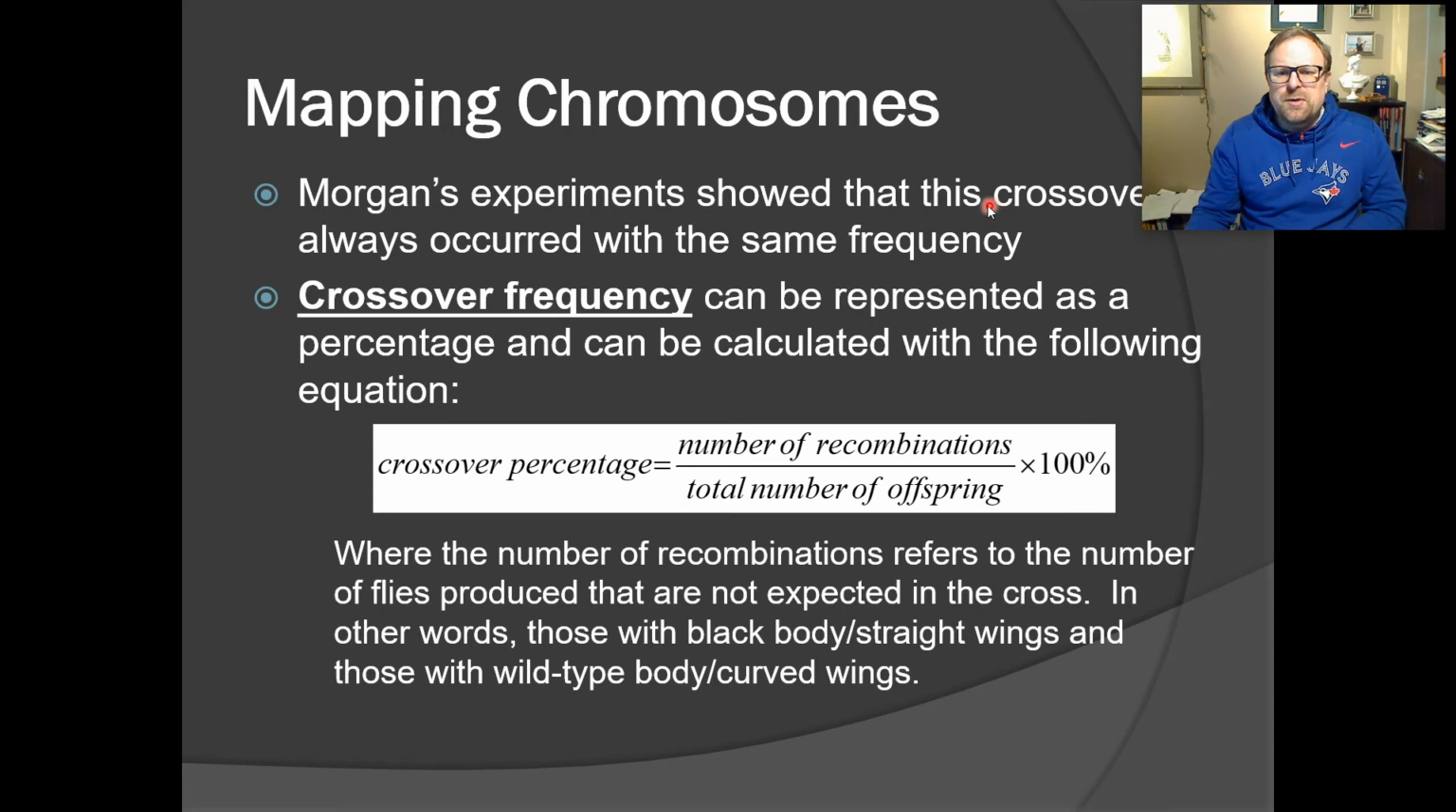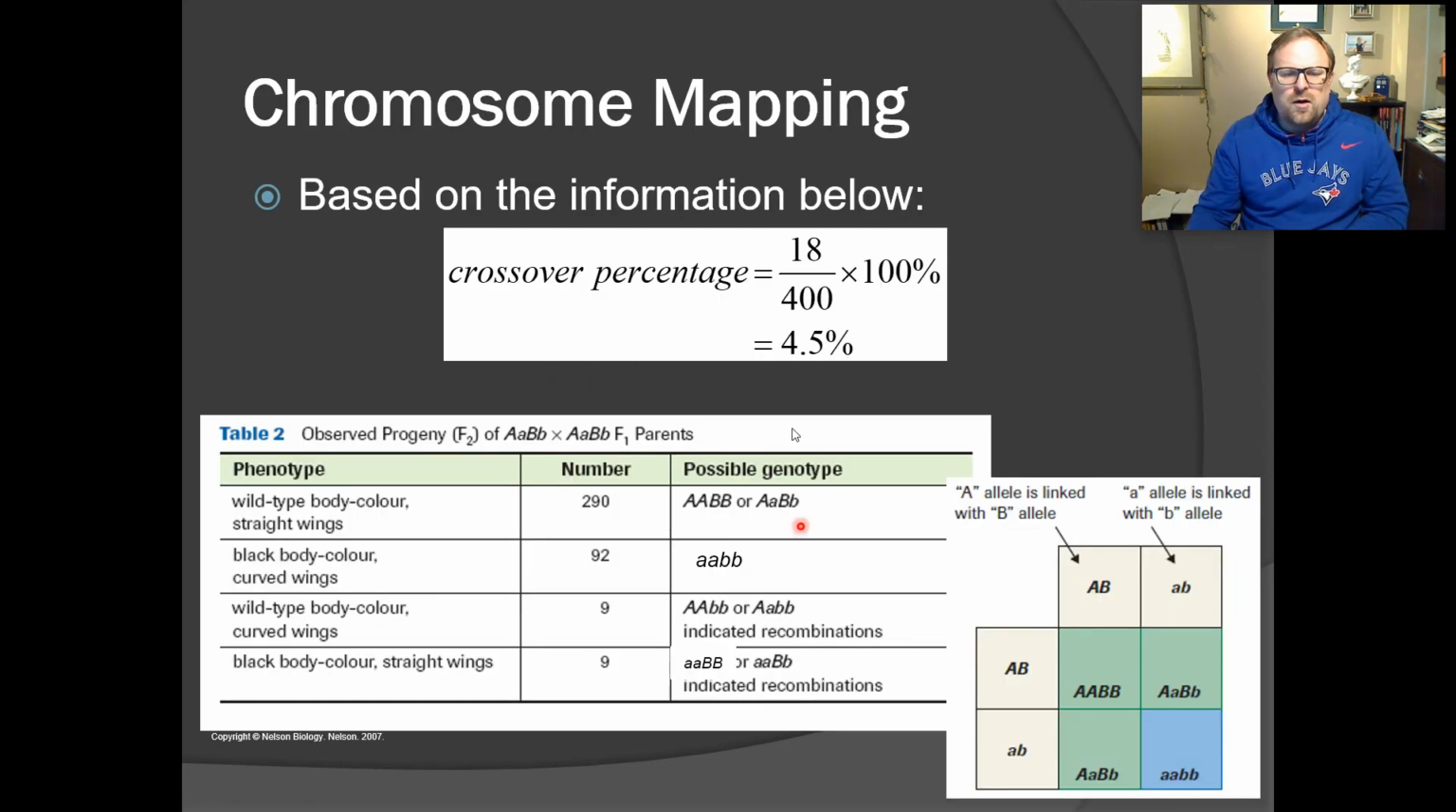So Morgan's experiment showed that this crossover always occurred with the same frequency, what we call crossover frequency. It's represented by a percentage and can be calculated using the number of recombinations over the total number of offspring, multiplied by 100%. The number of recombinations refers to the number of flies produced that were not expected in the cross. So let me get to this next diagram here on this page.